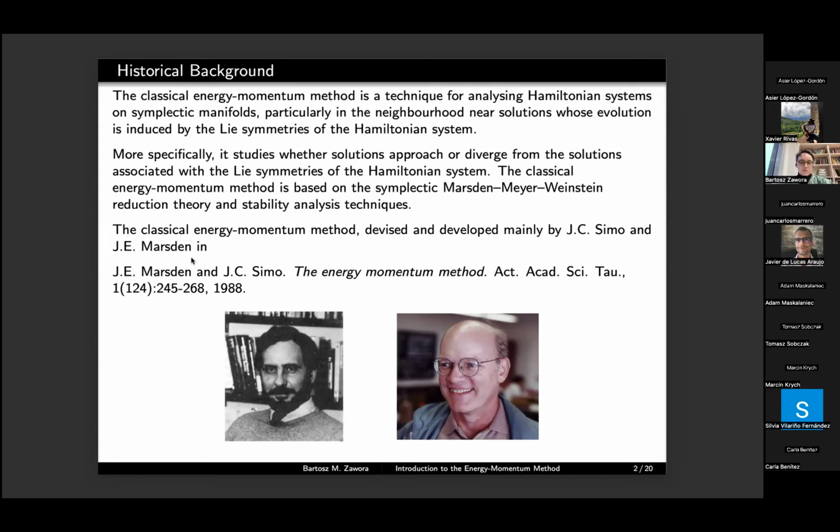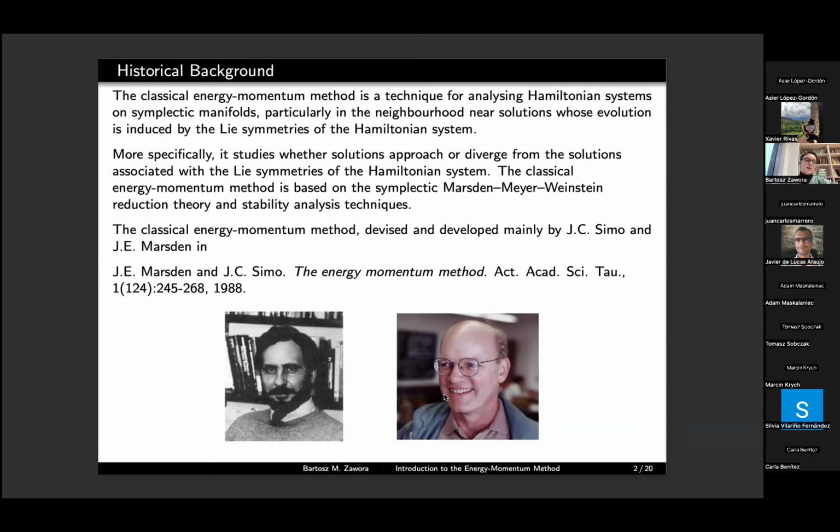The classical energy momentum method, as I said, was devised on symplectic manifolds and was developed by Juan Carlos Simo and Jerrold Eldon Marsden in 1988 in the paper entitled The Energy-Momentum Method. On the left, we see Juan Carlos Simo, who passed away in 1994, and Jerrold Eldon Marsden, who passed away in 2010. They are the authors of the classical energy momentum method on symplectic manifolds.